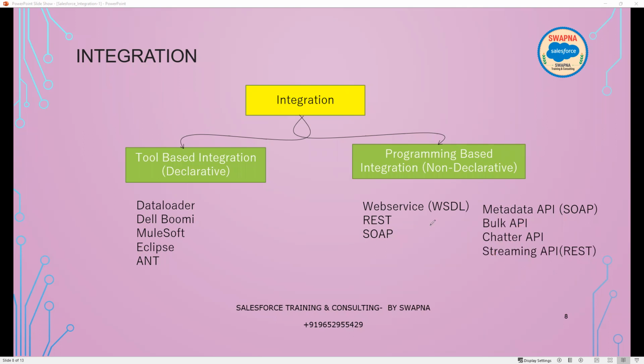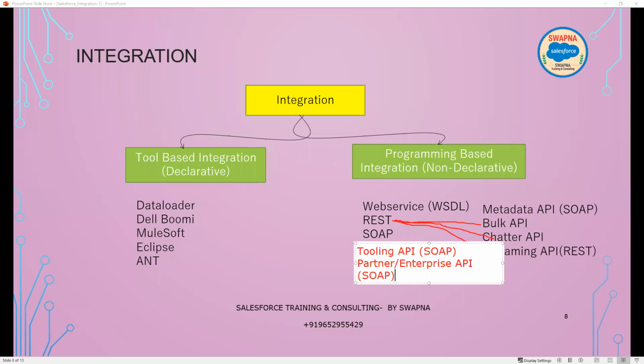These three are REST. So whenever you are implementing REST, you will have the bulk API, chatter API, and streaming API. SOAP is the metadata API, or else you have the tooling API, which is also SOAP. And another one is the partner and enterprise API. This is also SOAP. So at the high level, it is SOAP and REST.